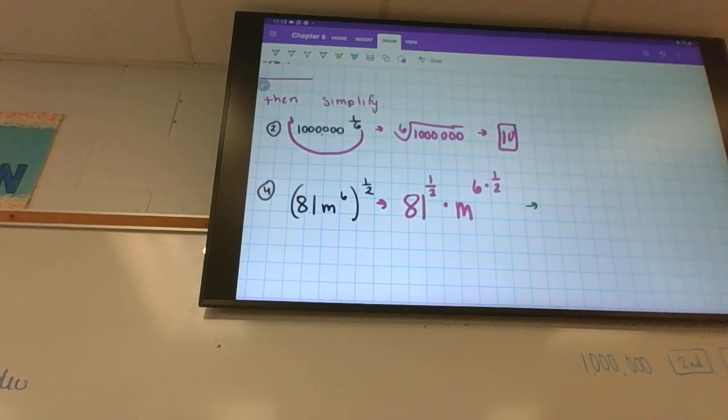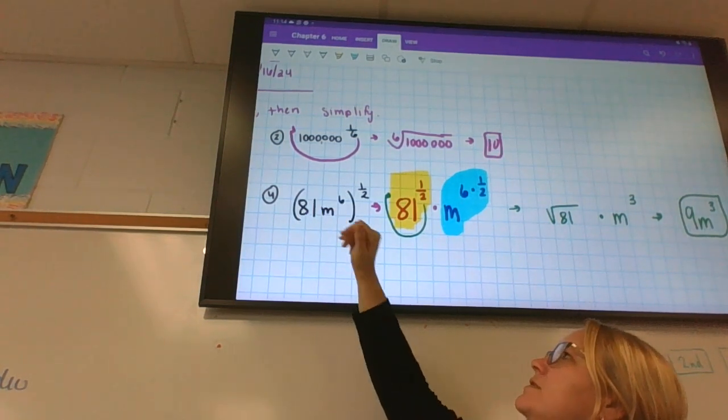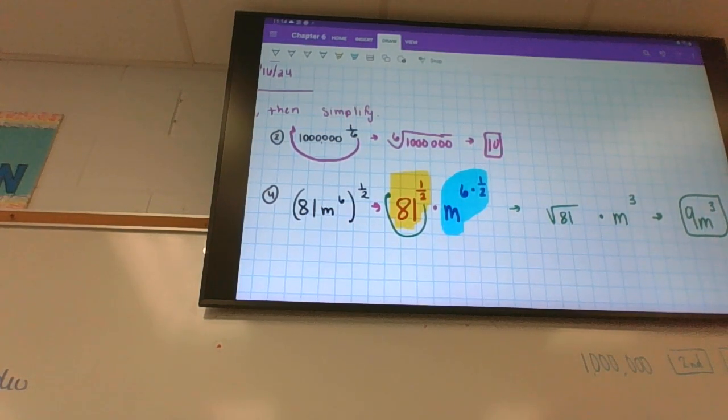So 81 to the 1/2, if I focus just on that, we bring the 2 down and around, and it's the square root of 81, which is 9. And then if I focus just on the m, 6 times 1/2 is 3. So the answer is 9 m to the 3rd. It takes quite a few steps and properties to get all that right, realizing that the 81 needs the 1/2 and so does the base m. Are there any questions on these four problems?